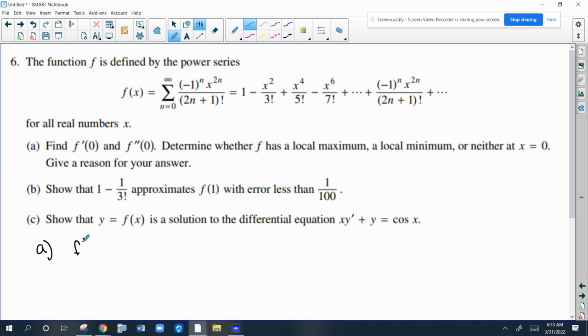F prime would be the derivative of 1, which is 0, minus 2x over 3 factorial plus 4x cubed over 5 factorial. And that's really enough because we're going to plug in 0 into the derivative. And when you plug in 0 to the derivative, it's going to be 0. So I should really say that this is f prime of x. So f prime of 0 is going to be 0.